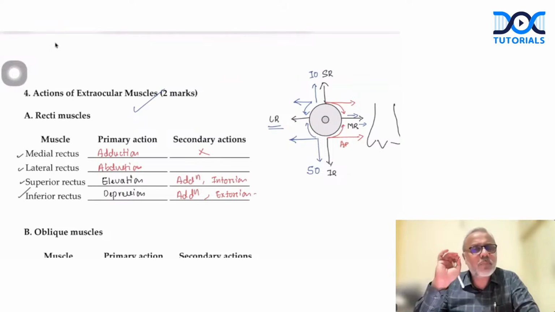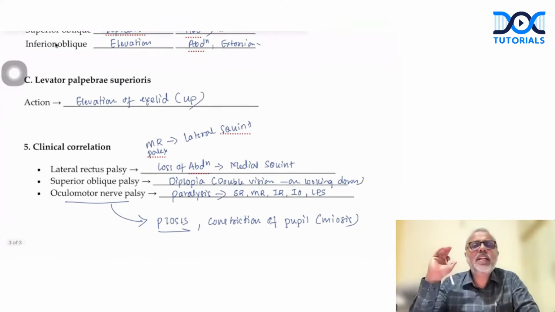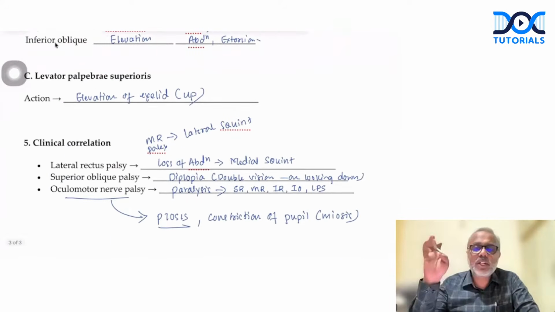Remember, it is difficult to mug up the actions. Learn this diagram, draw as many times as you can. Not a very difficult diagram. Possibly the easiest diagram you can draw in anatomy. Right? Done. And then oblique muscles action. End it up with the clinical correlation of the extraocular muscles. 25 minutes. This, if you can write, I can assure you that you will get at least 9 out of 10.